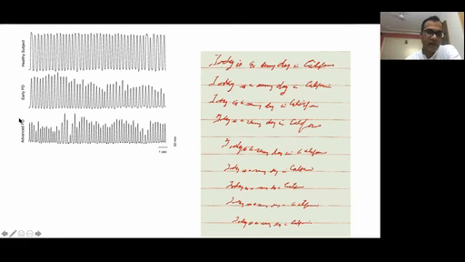Now the problem is in advanced PD it becomes a little bit difficult to pick up because the movements will be very minimal to begin with, right? But you may still be able to demonstrate some amount of bradykinesia.